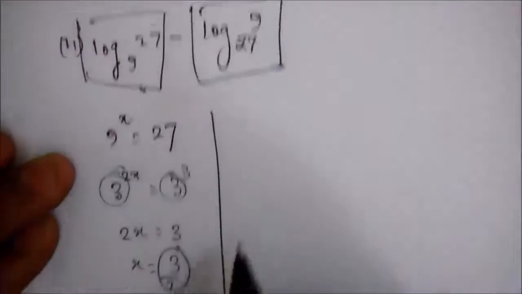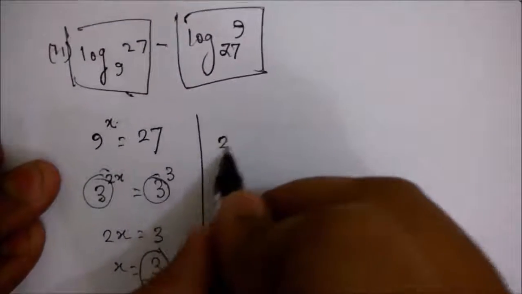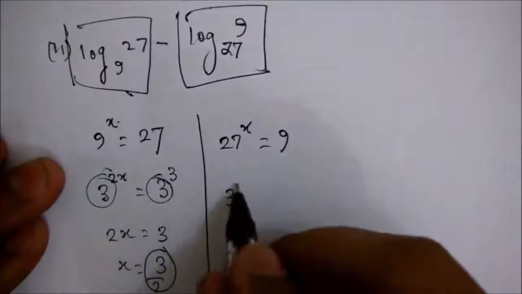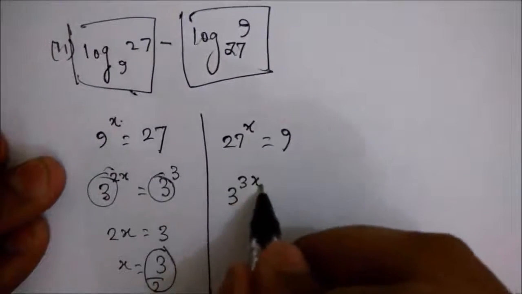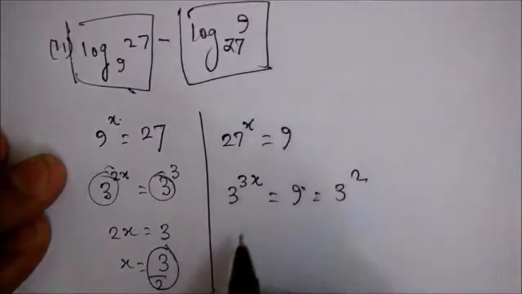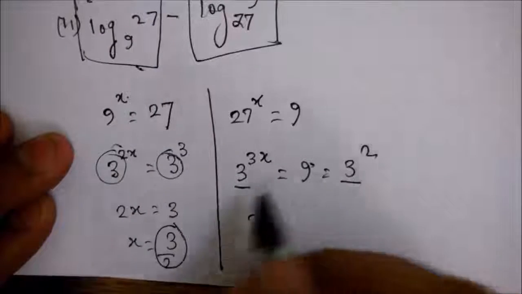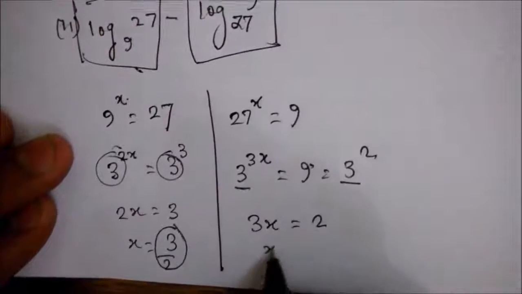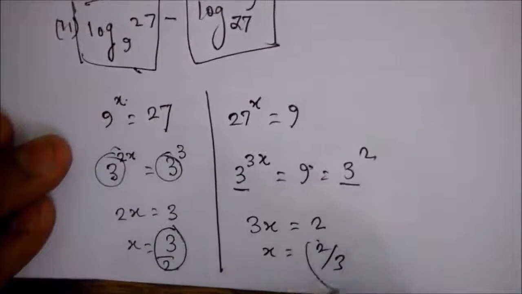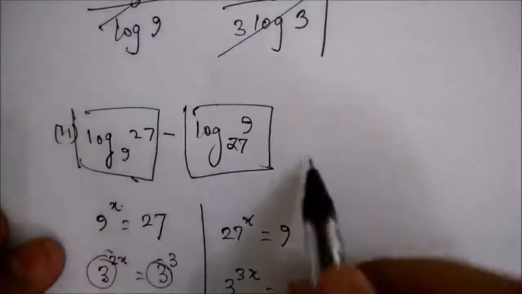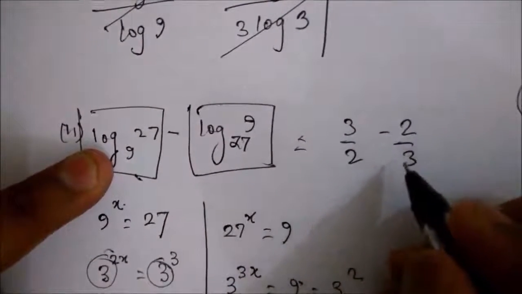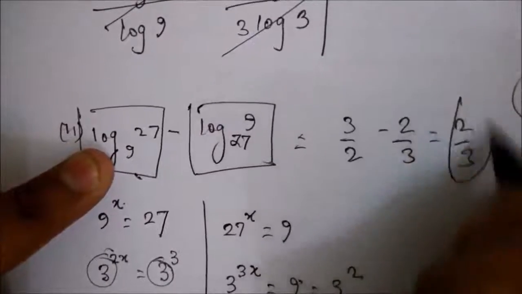Now similarly solving the second subpart, that is 27 to the power x is equal to 9. So 3 raised to 3, that is 27, into x is equal to 9. This can be further written as 3 raised to 2. Therefore, base same, power is equal, 3x is equal to 2, x is equal to 2 by 3. So the first value is 3 by 2, second value is 2 by 3. So going back to the question, the answer was 3 by 2 minus 2 by 3, and the final answer is 5 by 6.